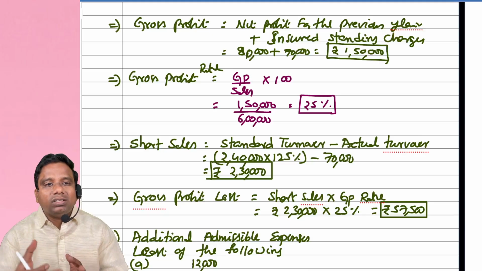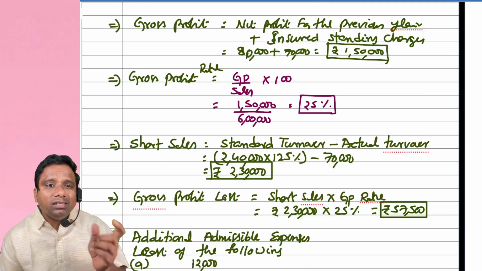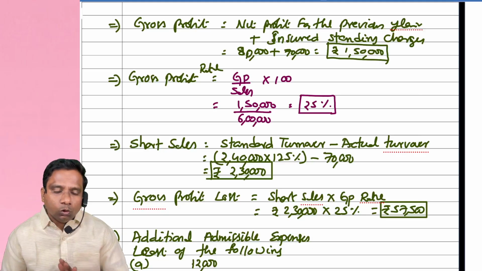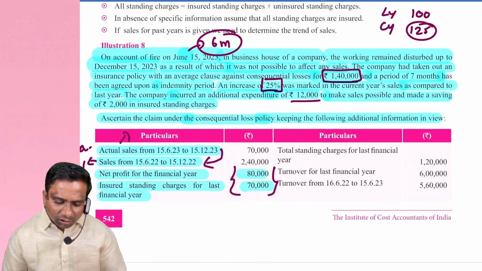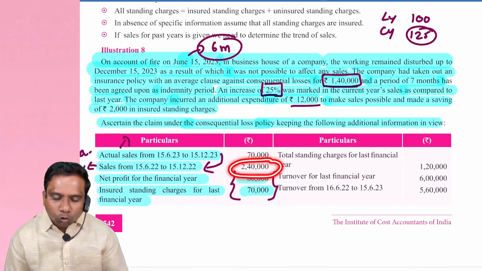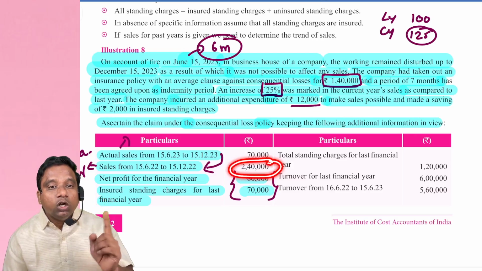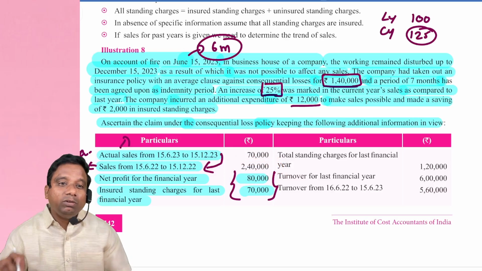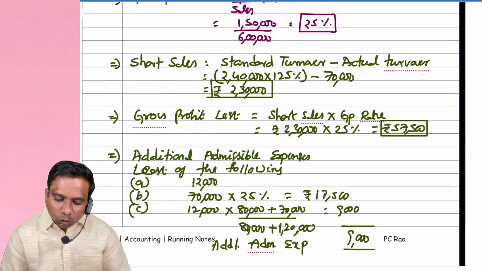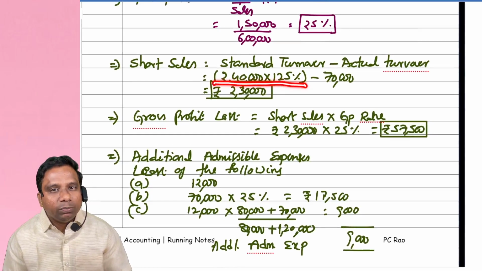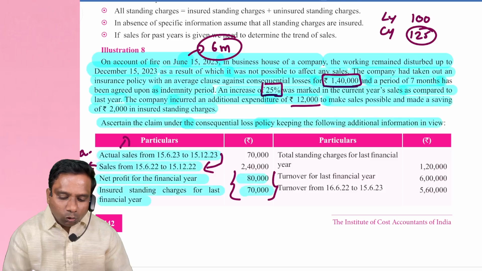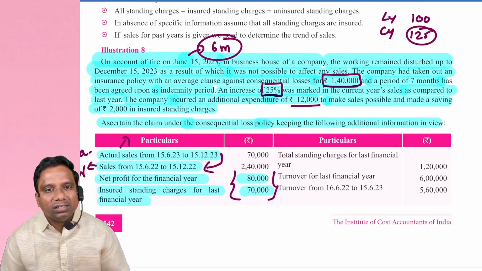After calculation of GP rate, what is the next step? Immediately calculate short sales. Short sales is nothing but standard turnover minus actual turnover. Standard turnover is nothing but what? It is given in the problem now. Standard turnover 240, but it is increased by 25%. Yes, sir. 2,40,000 into 125% we can write, minus what is our actual turnover during the business disruption period? 70,000.